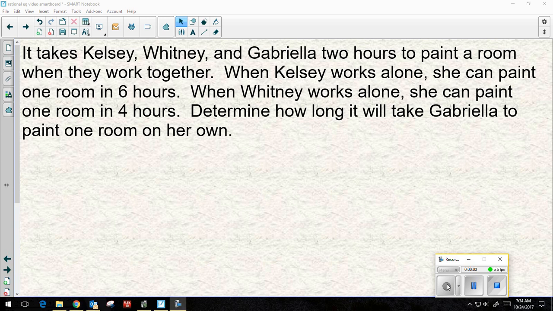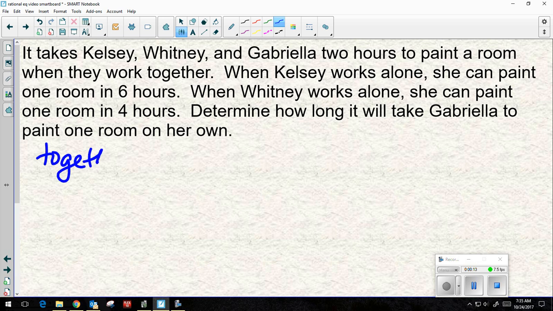Let's take a look at a word problem. It takes Kelsey, Whitney, and Gabriella 2 hours to paint a room when they work together. So as I do this, I'm just going to jot down some notes. So together is 2 hours. When Kelsey works alone, she can paint one room in 6 hours.